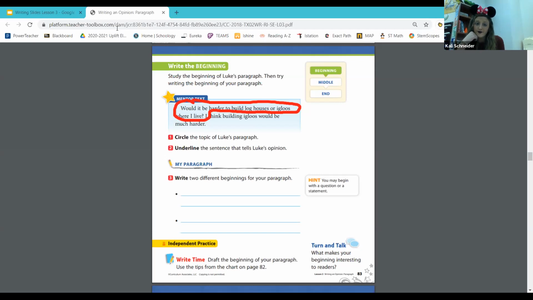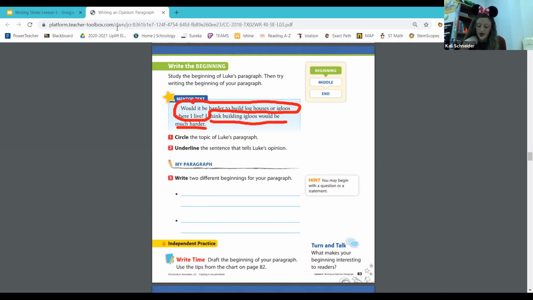What's his opinion? We went over this yesterday. Right, please underline: "I think building igloos would be much harder." That's Luke's opinion. So Luke has a very strong beginning here by stating his topic and his opinion. So we were able to circle the topic and underline his opinion.